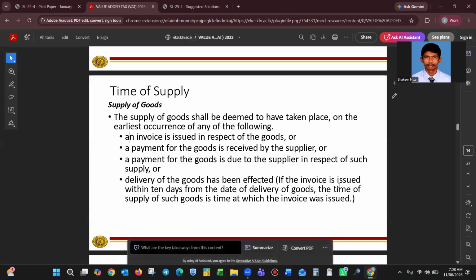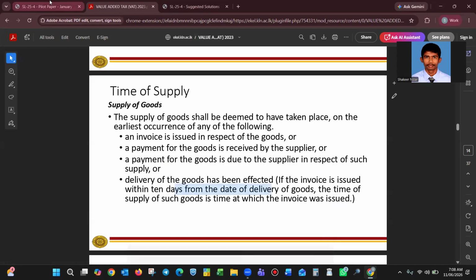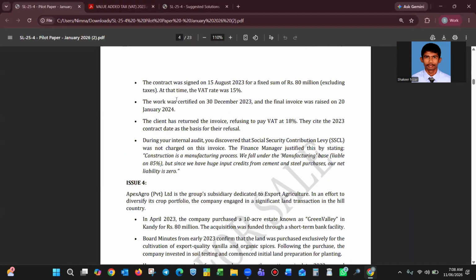Delivery of goods effected, the invoice must be issued within 10 days. The 10 days threshold was violated because this date is more than 10 days later. Therefore, the earliest occurrence date is when the work was completed and due, which is 30th December. Therefore, the applicable VAT rate is 15%.